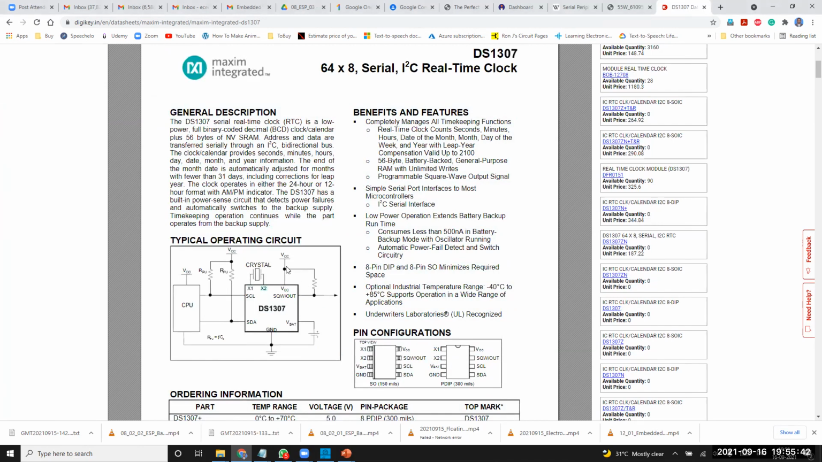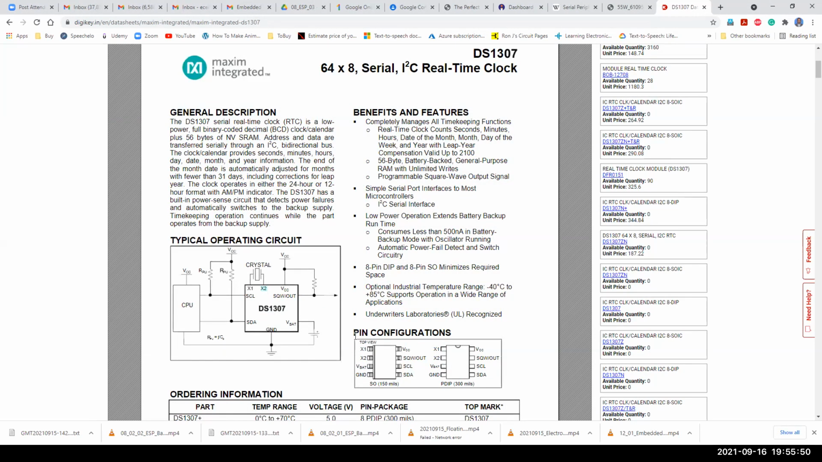Then you give the power supply and the ground, and you connect the battery. When the power is gone, the chip will take the supply from the battery. Then you have SCL and SDA, and we have another signal called SQW or OUT. We will see what that is later.